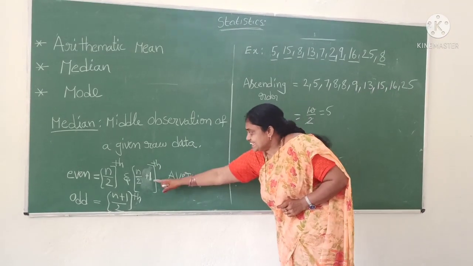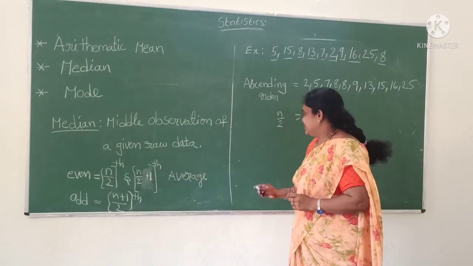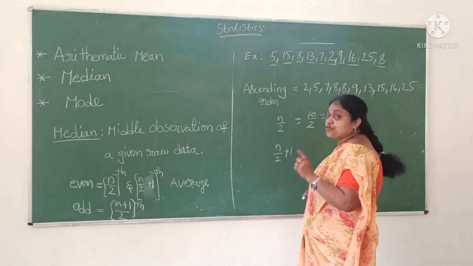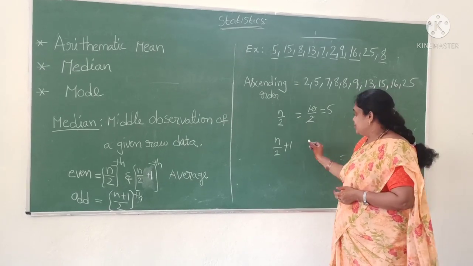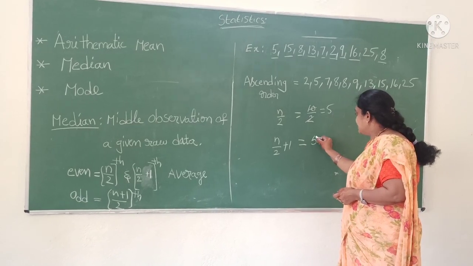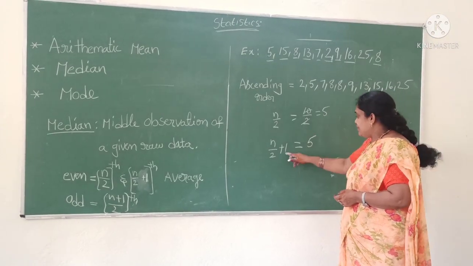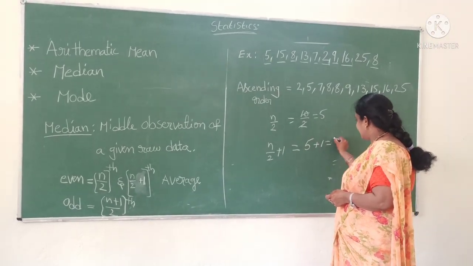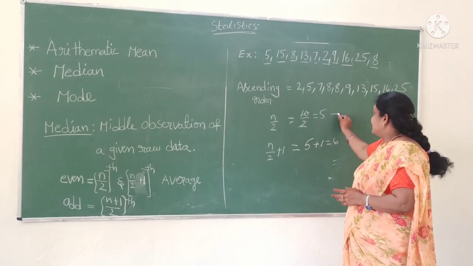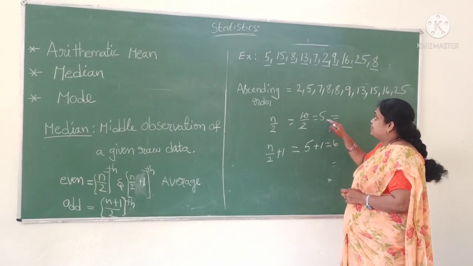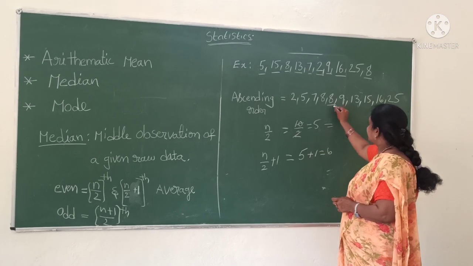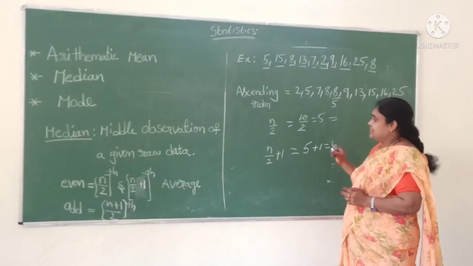Okay. Next one, n by 2 plus 1. So add 1 to the n by 2. We got n by 2 is 5. 5 plus 1. So 6. Now we calculate the average. Okay? Fifth observation is 1, 2, 3, 4, 5. This one is the fifth observation.